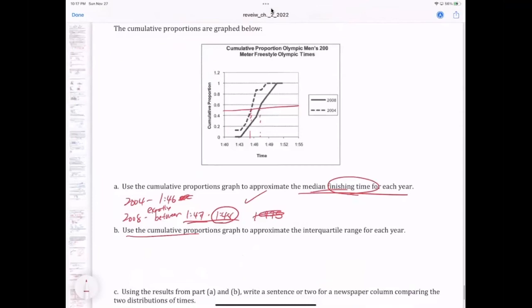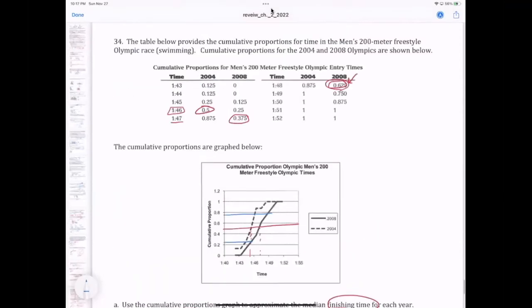Use the cumulative proportion graph to approximate the interquartile ranges. Remember, that's 0.25, and that's 0.75. So the interquartile range, if I look at the 2004, we're looking at the 25th percentile, which is 1 minute and 45 seconds, which is lovely. I can kind of just already see that. But 0.75 is kind of hard to tell. It might be about close to being 1 minute and 47 seconds.